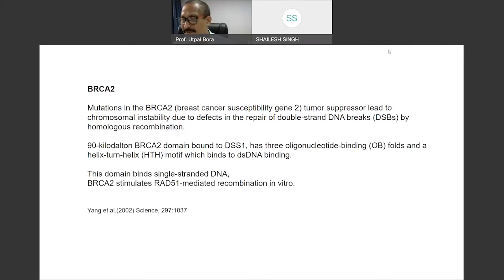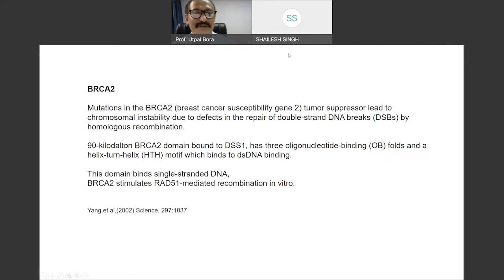So try to remember the player RPA. Now we are trying to look into another protein which also has single-strand binding domains. This is the famous protein BRCA2. Some of you may be familiar with this protein. You can tell me the association of this particular protein with some kind of disease.